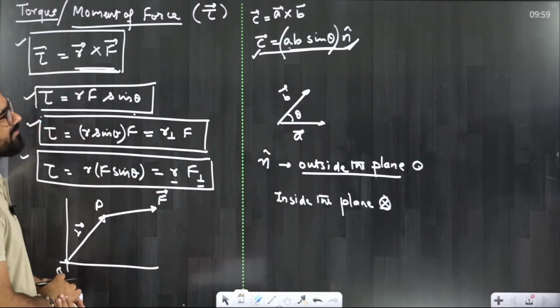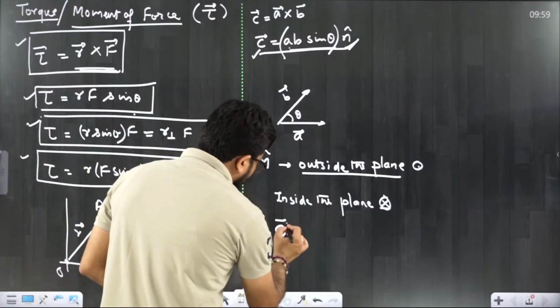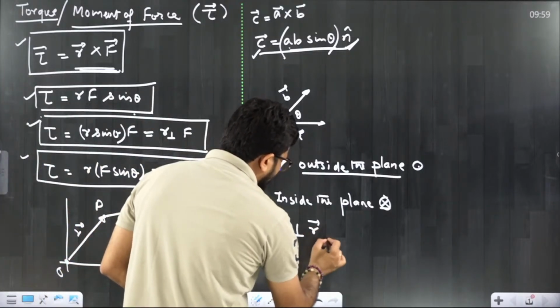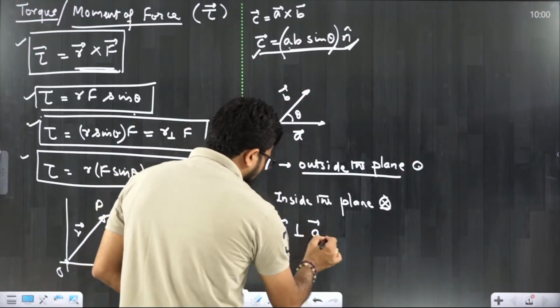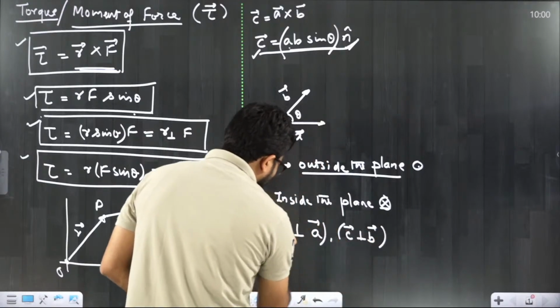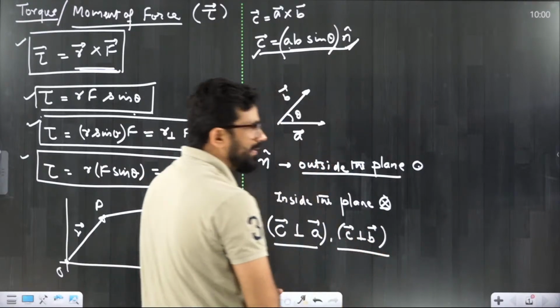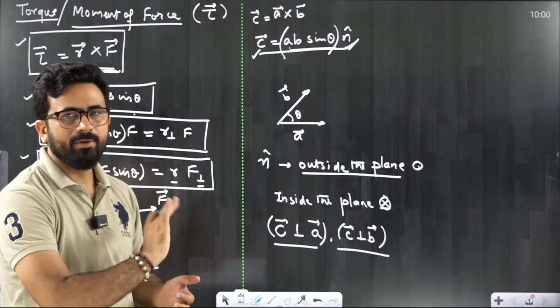Now try to understand one more thing. Focus on this. C vector is perpendicular to A vector, as well as C is perpendicular to B vector also. That means C is perpendicular to A as well as B. It is perpendicular to both vectors. This is the beauty of this.